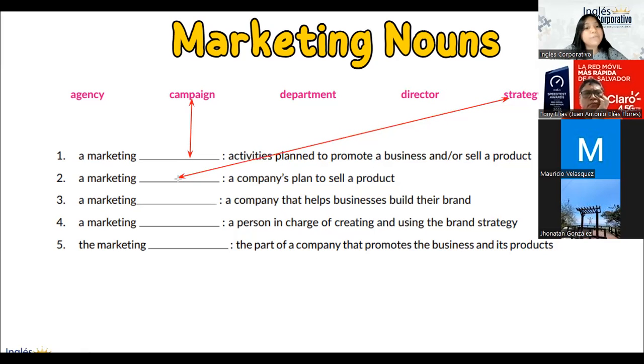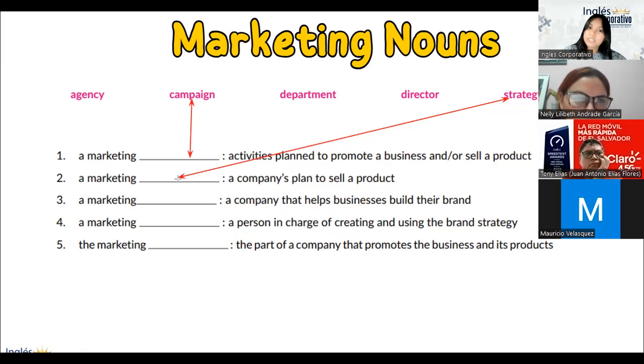Excellent. Number three. A company that helps businesses build their brand. A marketing? Agency. Correct. Perfect. A marketing agency is the one that helps businesses to build their brand. What about number four? A person in charge of creating and using the brand strategy. Director. A marketing director. Yeah.